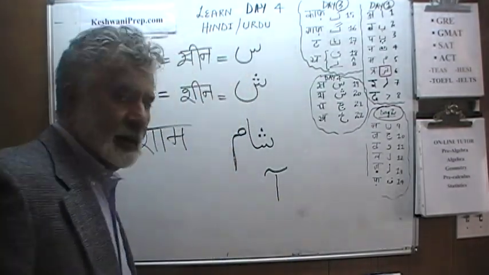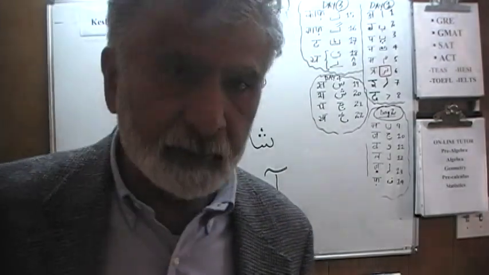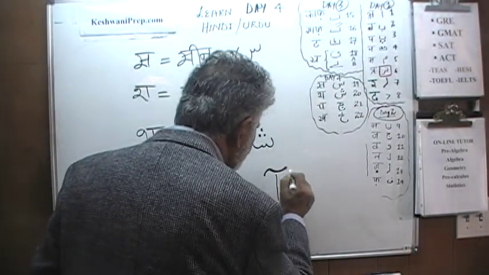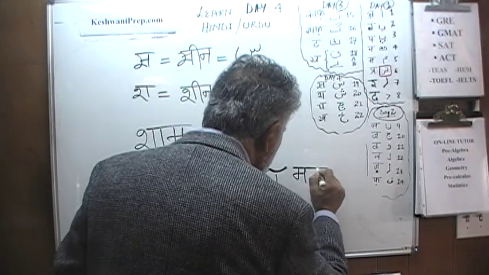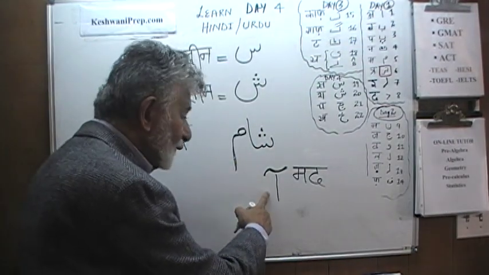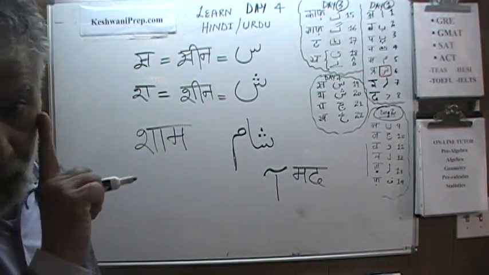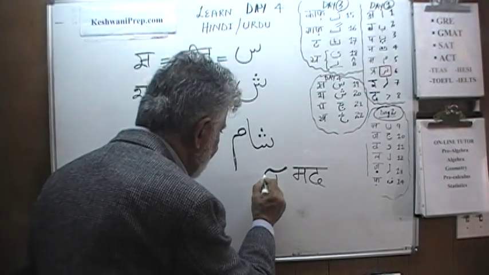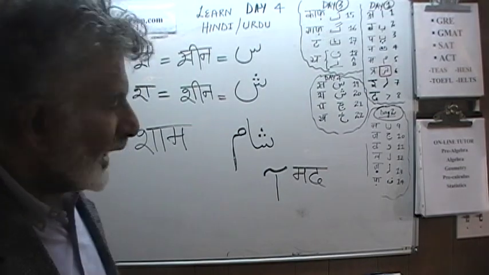Alif mat a, and I hope you remember that mat part from the lesson number one. This symbol is called mat. It goes only on alif and no other letter. It turns alif into a. This is a ki matra for alif. Because alif itself is a straight line, so we don't put another straight line, we put the symbol on top of it. It becomes a.